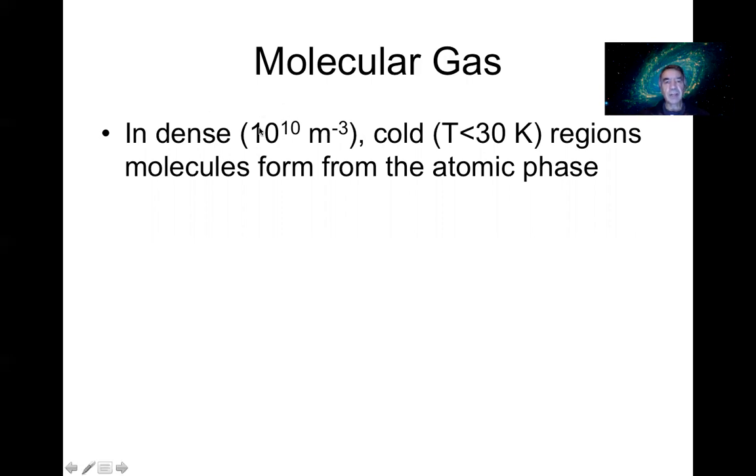Now, dense again will mean 10 to the 10 again. So similar to the H2 regions we talked about earlier, and there's a good reason for that we'll bring together eventually. And cold. By cold now, this is much colder than the atomic gas, which was 100 Kelvin, so less than 30 Kelvin. These regions can even get down to 10 or 20 Kelvin. So these are the coldest bits of the interstellar medium.